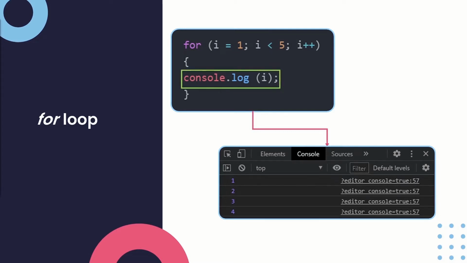And because i is less than 5, this block of code is going to run. We would then increment i, so i would now be 2. And then the loop starts over again. And this is essentially how loops work. But don't worry, this is all going to make a lot more sense when we get to the practical demonstration.